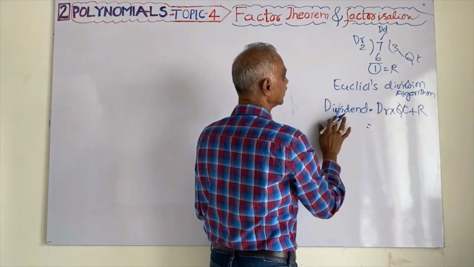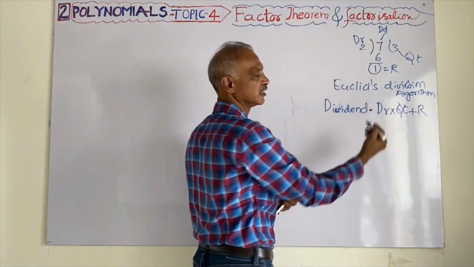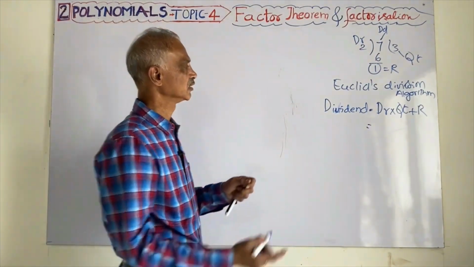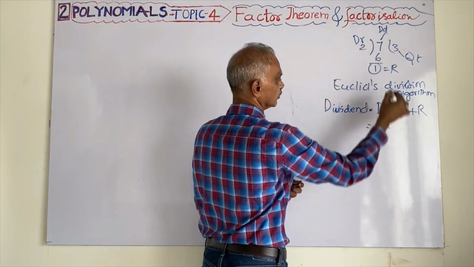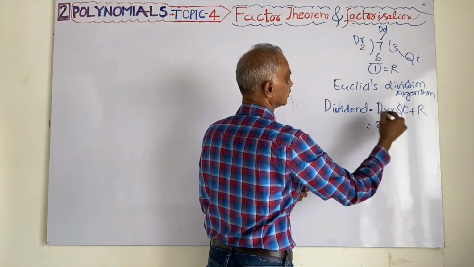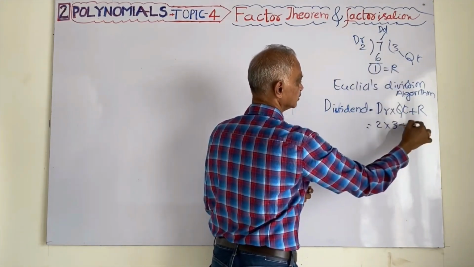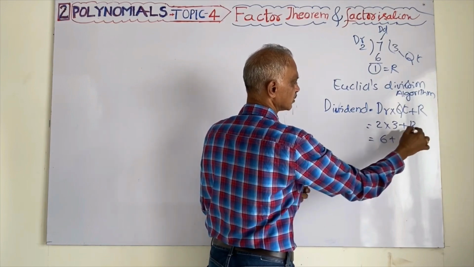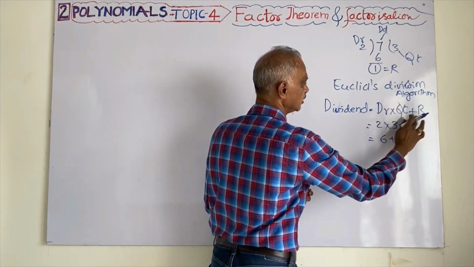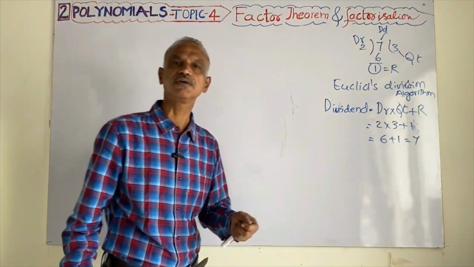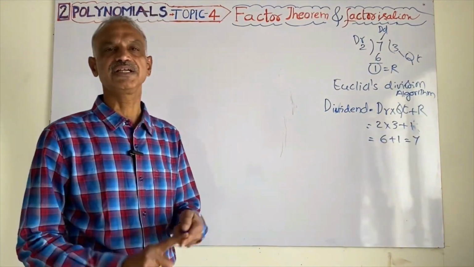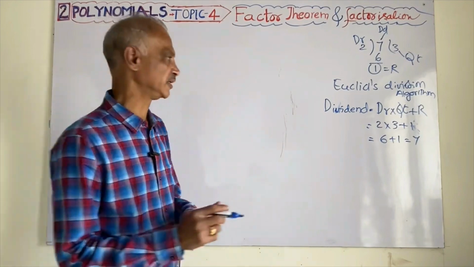How will you get this 7, the dividend? The divisor is 2, into the quotient 3, plus the remainder 1. 2 threes are 6 plus 1, you are getting 7. So dividend is equal to divisor into quotient plus remainder.